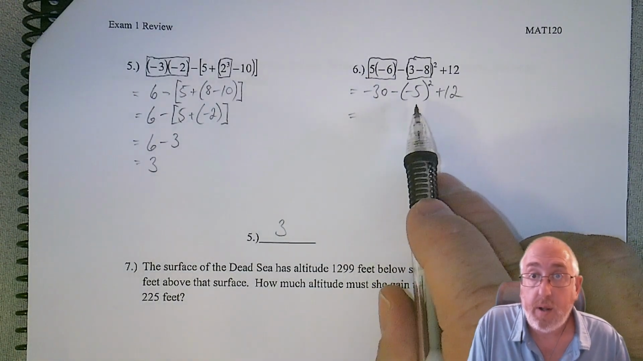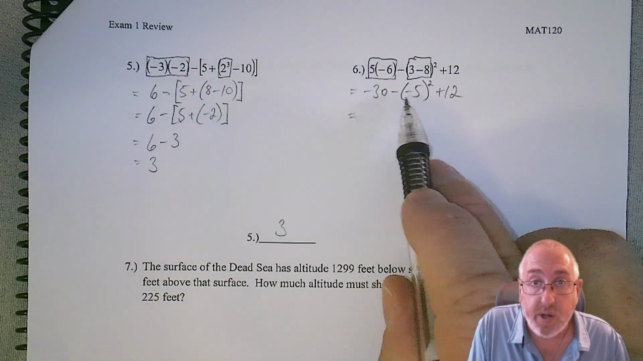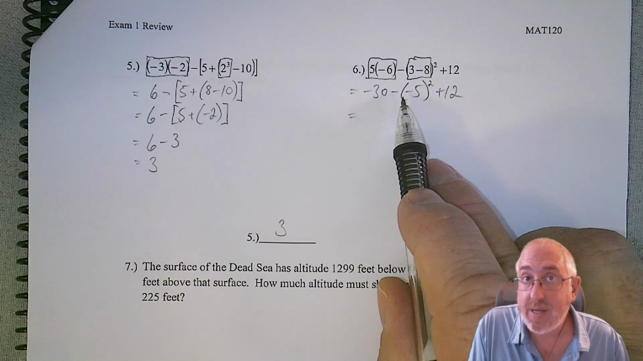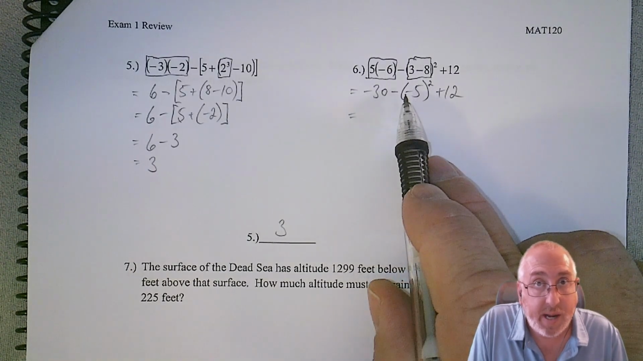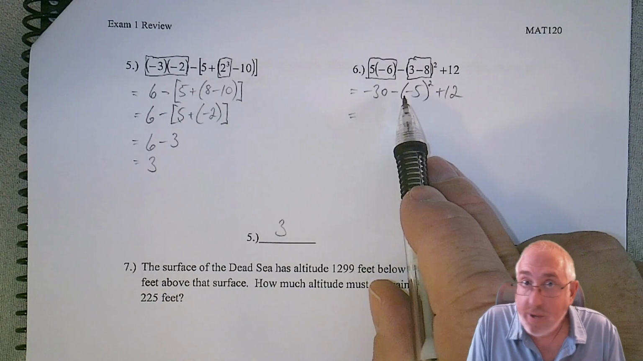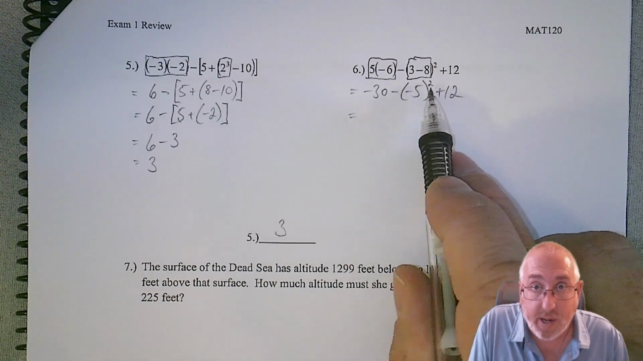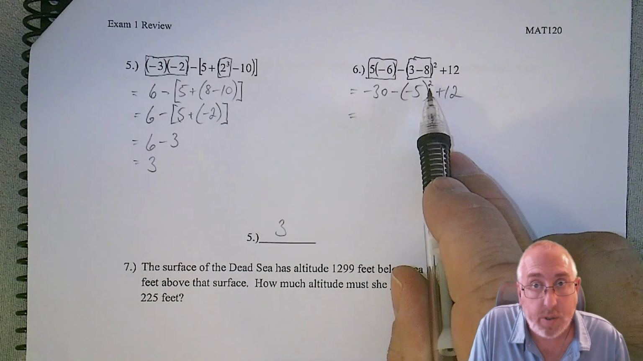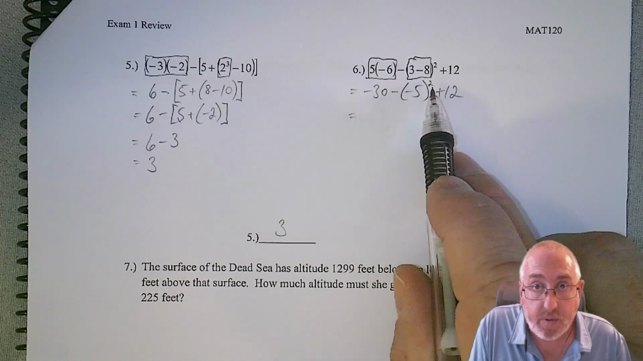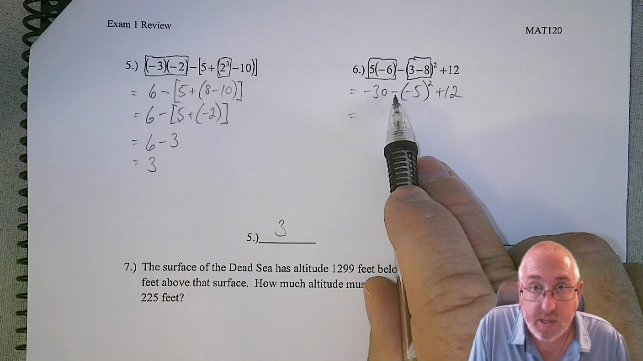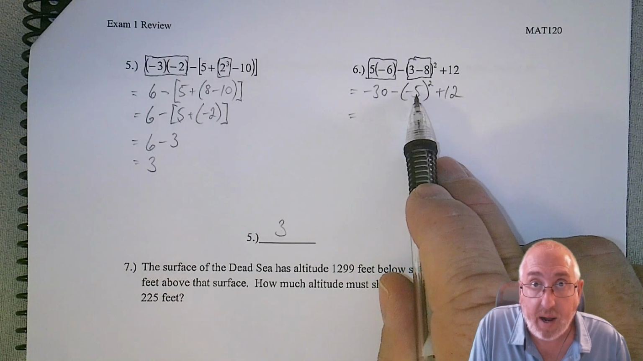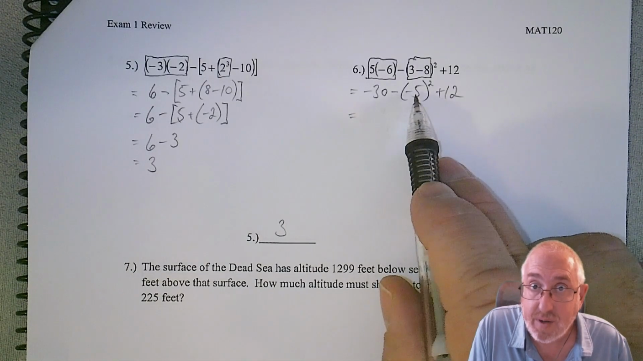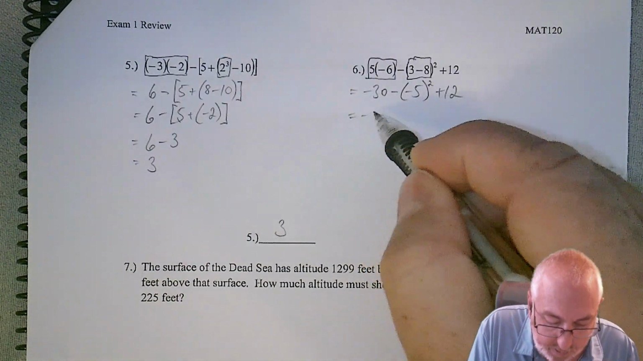Now for this case, it's really tempting to want to take care of that double negative first, but you can't, because if you're taking care of a double negative, that's really taking care of subtraction. And you can't take care of subtraction before you take care of an exponent. That's the rules. So we have to do this exponent first. So ignore this negative outside the parentheses and just say negative 5 times negative 5, which is going to be positive 25.